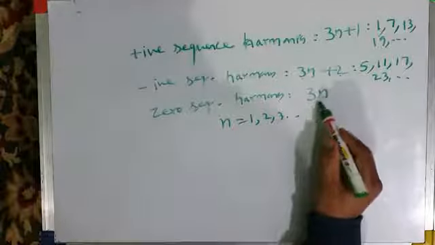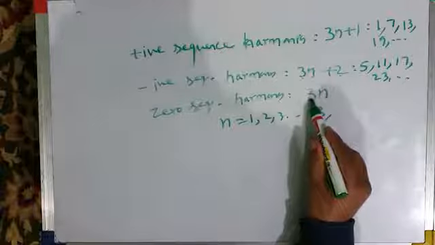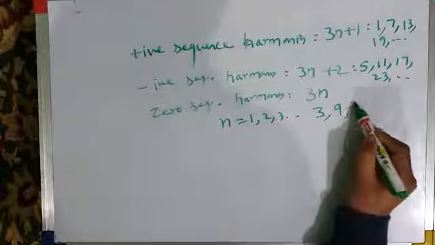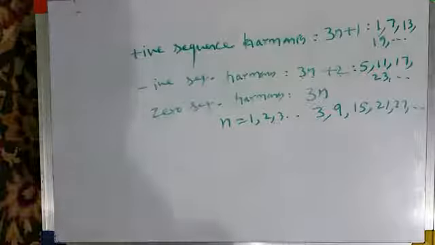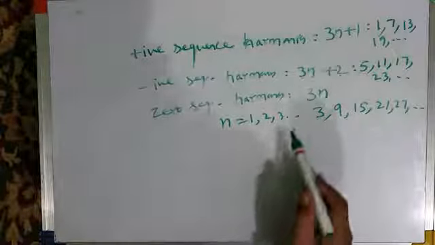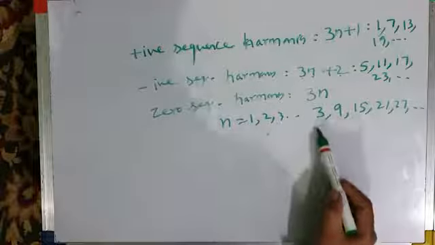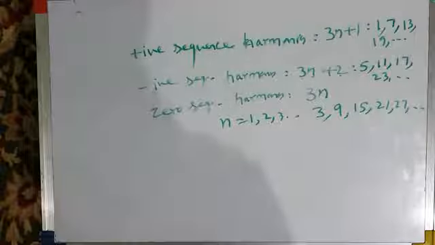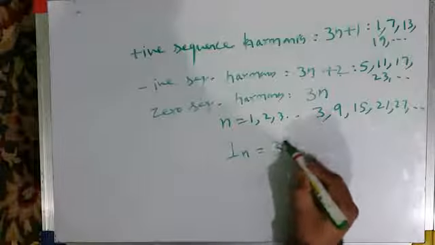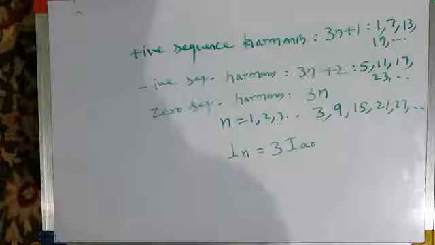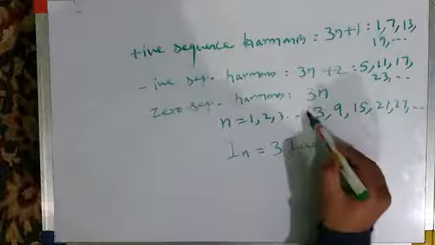In the zero sequence, n equal to 1 gives 3, n equal to 2 gives 6, which is an even harmonic, so I will not write that. N equal to 3 gives 9, then 15, 21, 27 and so on. So interestingly, you can see that zero sequence harmonics are the same harmonics as triplen harmonics. And in the last class I told you that zero sequence current, neutral current, is nothing but zero sequence current. And here also it is proved that zero sequence harmonics are triplen harmonics.